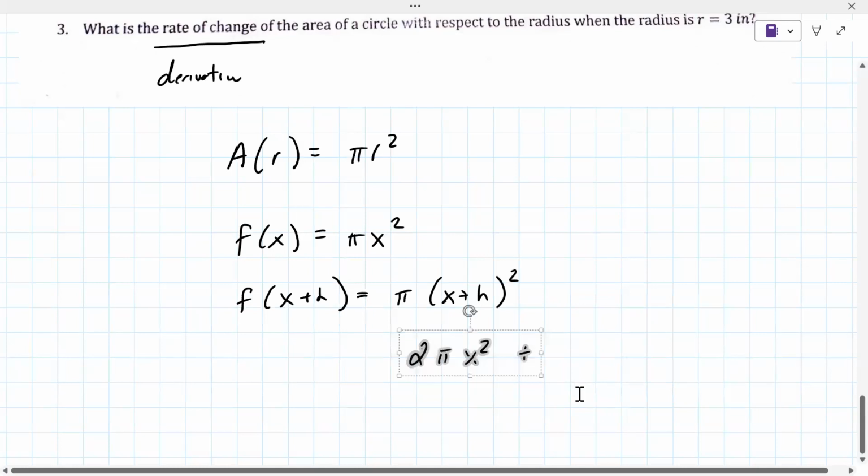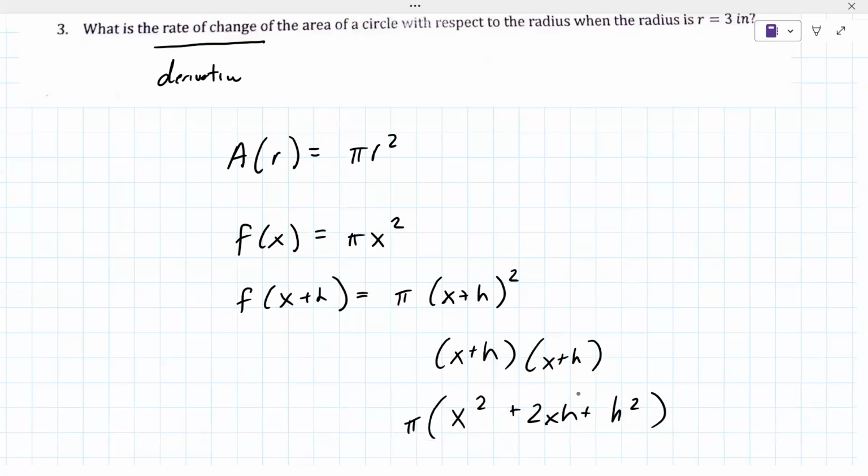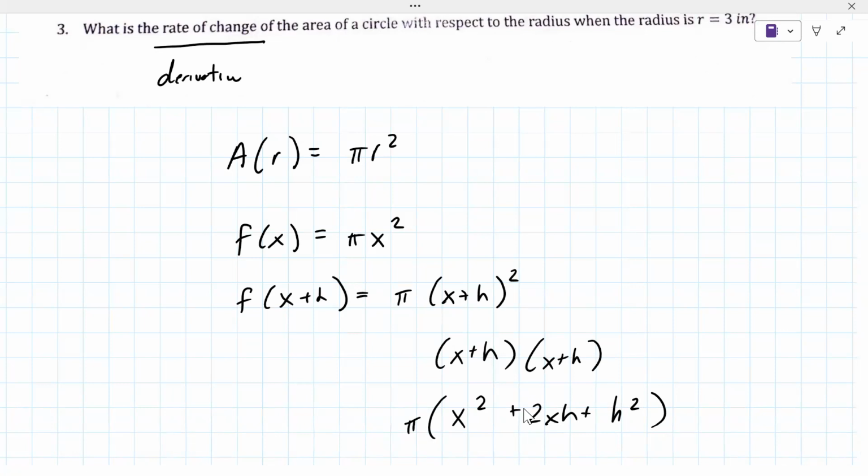So I'm hearing some things I don't like. When you FOIL this, and if you haven't done this in a while, that's why it's good to write it out, you get x squared plus 2xh plus h squared, times pi. So the only thing that's got the 2 in front of it is the middle term. I think I just tripped up my words, but yeah, that's what I meant to say.